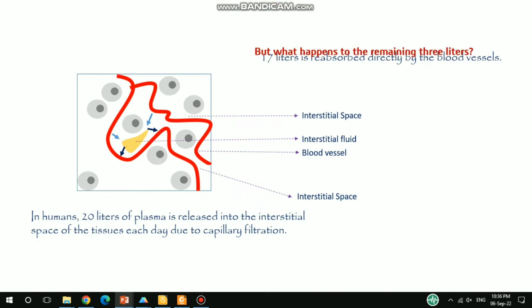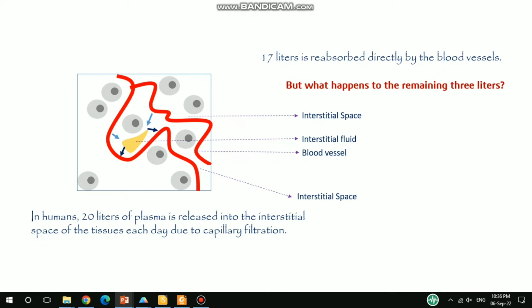But the remaining 3 liters, what happens to that remaining 3 liters of fluid? This is where the lymphatic system comes into play. It drains excess fluid and empties it back into the bloodstream by a series of vessels and ducts.